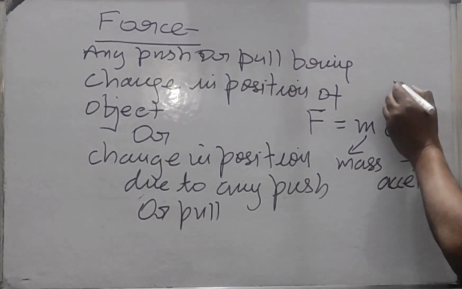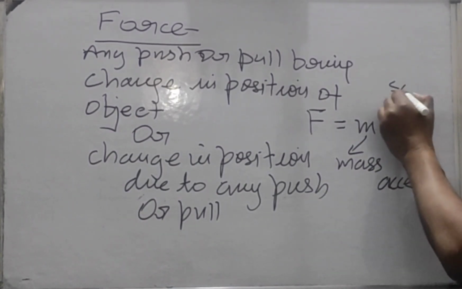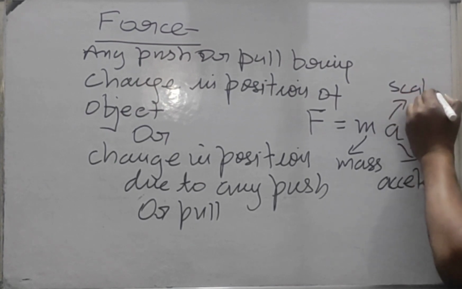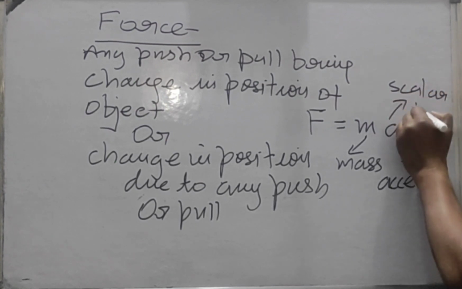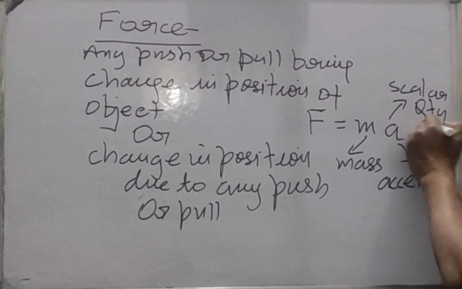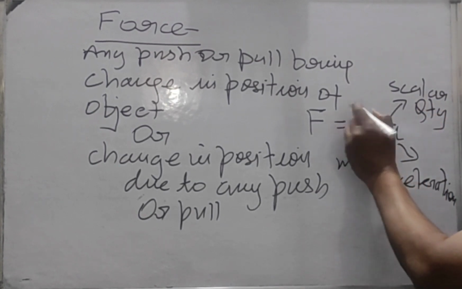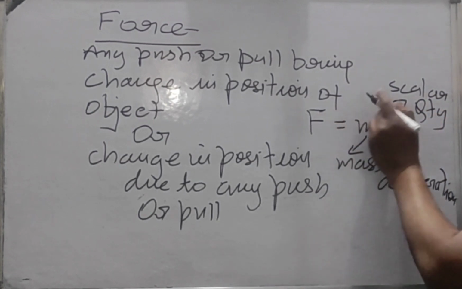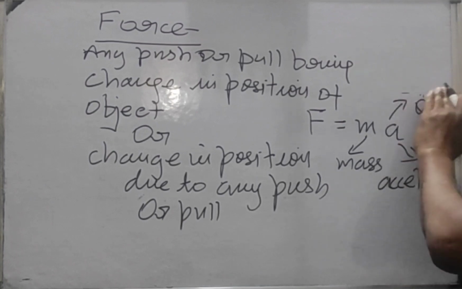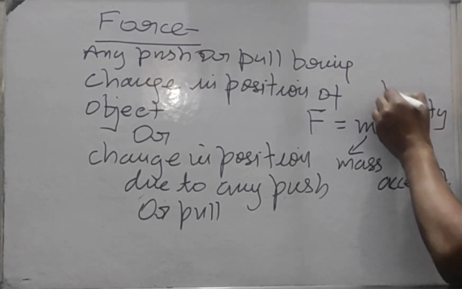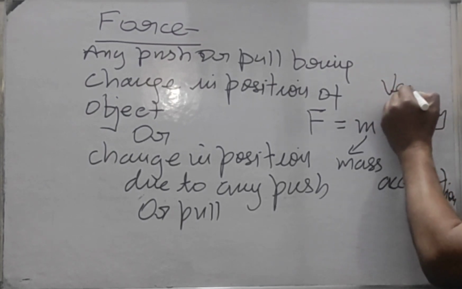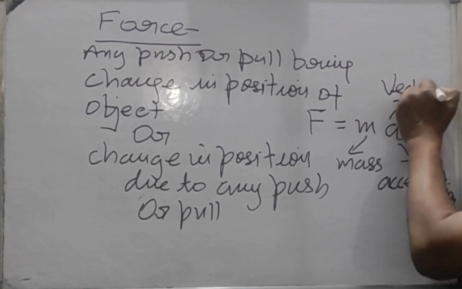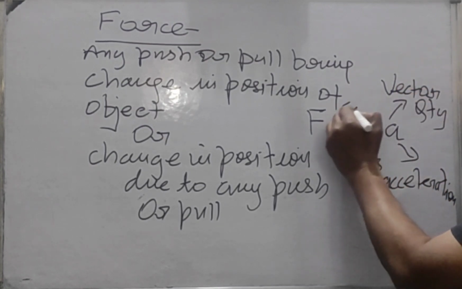And it is a scalar quantity, right? And mass is vector. Sorry, acceleration is a vector quantity, and mass is a scalar quantity.